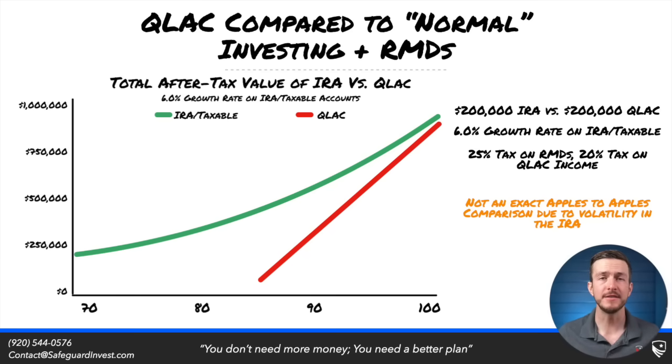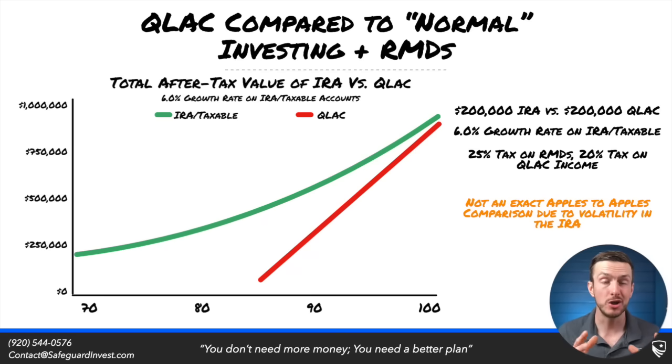Then behind the scenes of this analysis, I've accounted for the tax drag of RMDs on the IRA. For each given age, I have the RMD coming out. I have the retiree paying tax on that RMD, and then we're reinvesting that money into a taxable account. That taxable account is then growing in value. To add further conservatism to this analysis, I have the RMD that will be coming out from the IRA taxed at 25% and the QLAC income only taxed at 20%. So I'm giving an extra advantage to the QLAC here.